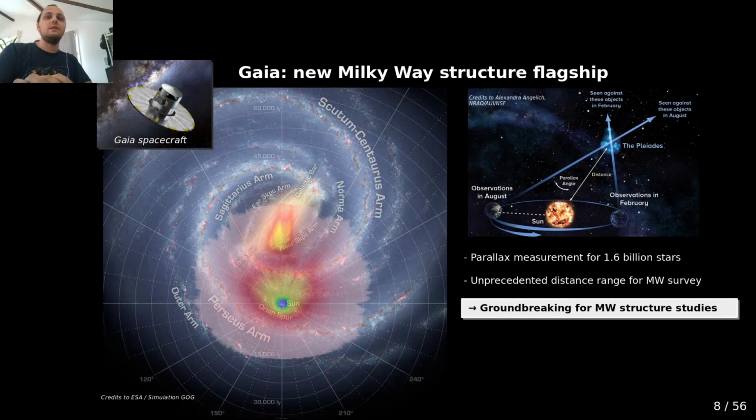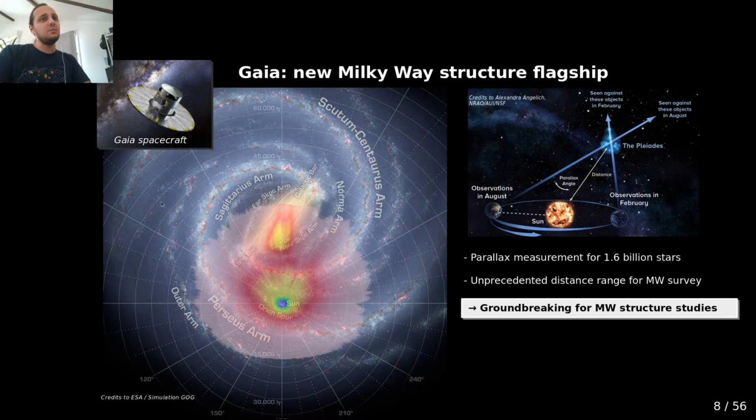And also it has an unprecedented distance range for a Milky Way survey. So you have here on the figure on the left a footprint of the distance measurements of the Gaia mission. So this is a really groundbreaking mission for Milky Way structure studies, and as you will see, it will also help us in our approach.